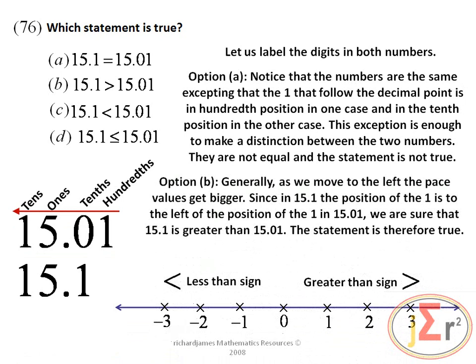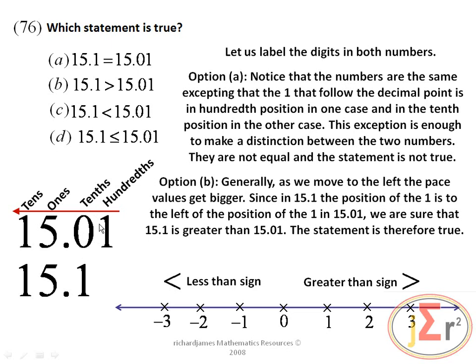Generally, as we move to the left, the place values get bigger. So as we move in this direction, the place values get bigger. Since in 15.1, the position of the 1 is to the left of the position of the 1 in 15.01, we are sure that 15.1 is greater than 15.01. The statement is therefore true. Notice that as we move in this direction, the place values get larger.